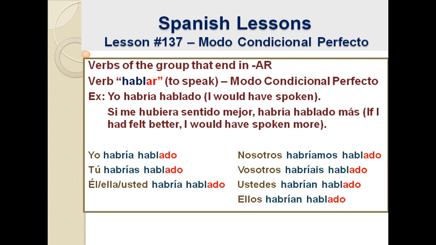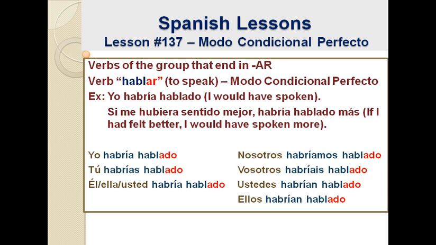But vosotros is the pronoun that is used in Spain, and ustedes is the pronoun that is used in Latin America. And although they mean the same thing, you can see that the conjugation is different. Vosotros habríais hablado and ustedes habrían hablado. Actually, ustedes conjugates exactly the same as the pronoun ellos or they, right? And take a look at the subject pronoun usted. Usted is the formal you, right? Tú would be the informal you, and usted is the formal you.